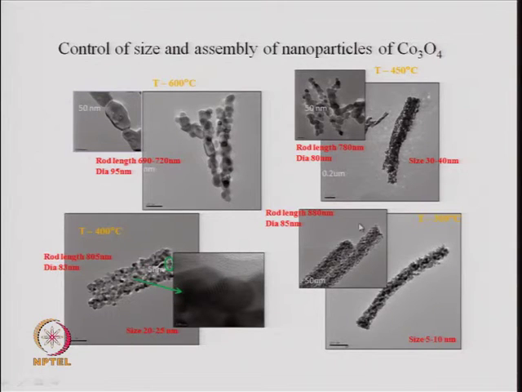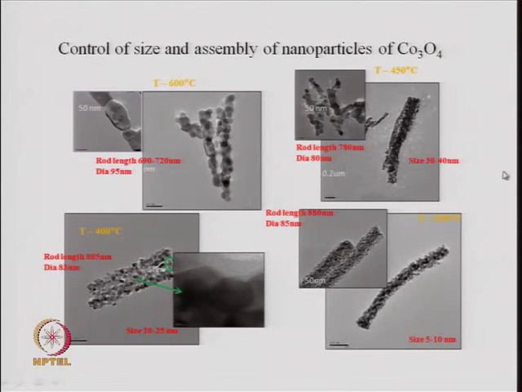If you decompose at 450, then you get different types. The diameter is much smaller, 80 nanometers, and the rods are around 800 nanometers. Each particle in this is around 30 to 40 nanometers at 450 degrees. Whereas at 600 degrees, the particles appear to be larger. If you decrease this heating temperature to say 300 degrees, you still get rods, but these rods are made up of small particles, and these small particles are around 5 to 10 nanometers.